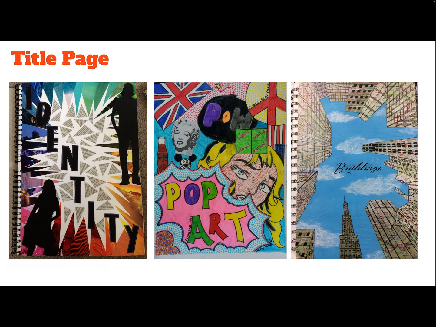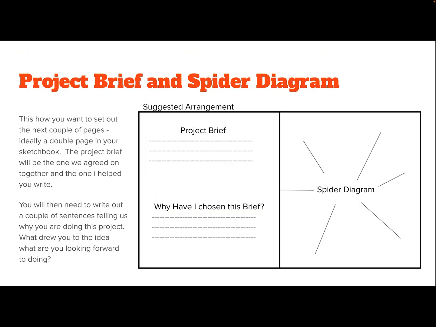That's what you really want to do first. What I thought I'd also do with this PowerPoint is just talk you through the next couple of pages as well, because that one really doesn't take that much to explain, the title page, but the next bit really does. Okay, so after you've done the title page, you then want to have a double page in your sketchbook, so the next double page, and I've given you a suggested arrangement of how I want you to spread this out. So this is your project brief and the spider diagram.